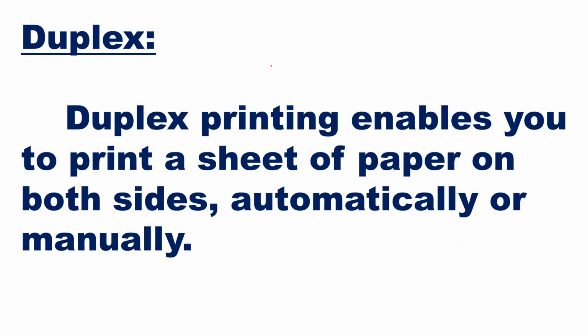Then the next feature is duplex. Duplex printing enables you to print a sheet of paper on both sides automatically or manually. So if you're able to print on both sides of a paper, it is called duplex printing.